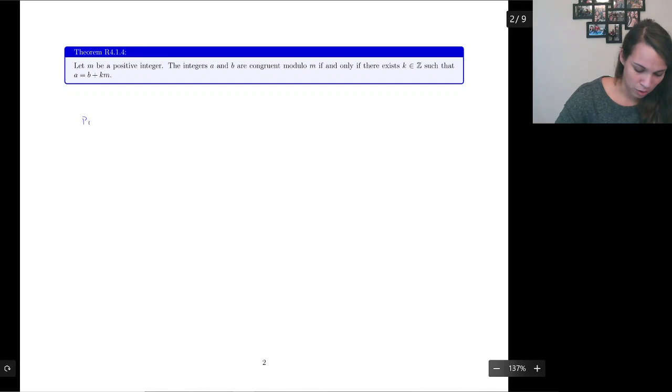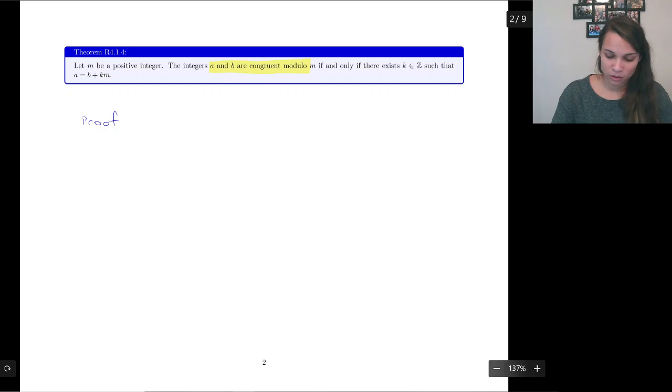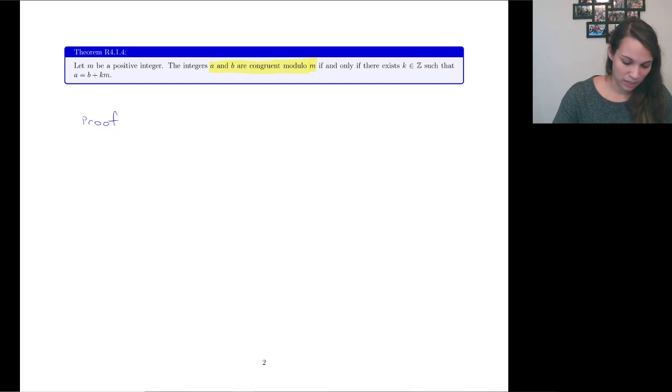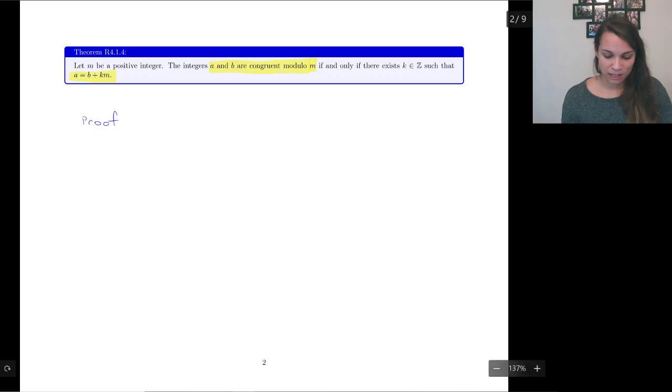We're going to prove this theorem. The theorem says that if A and B are congruent modulo m, then we can have a k that multiplies by m, and we'll get A equals B plus some number of m's. So basically you take B and you keep adding or subtracting m until you eventually get to A. So let's check out why this works.